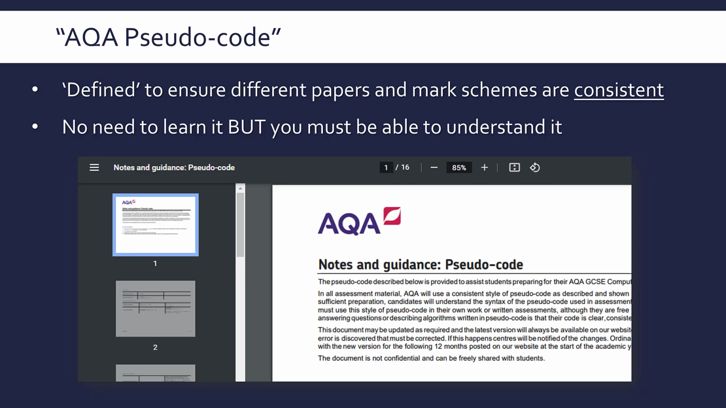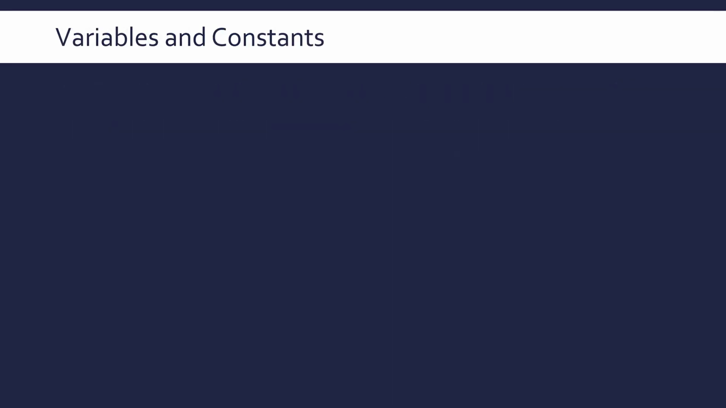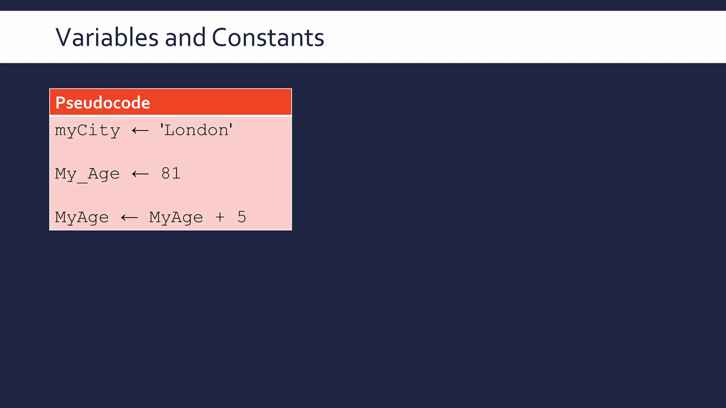So let's go through each of the key programming topics and compare AQA pseudocode to Python code in the main. I'm doing Python because it's the most common language at GCSE and I think it's the simplest to look at. So, starting with variables and constants. If you're not sure what these are, please go away and look at my video which covers this from the beginning. This is just a kind of revision video essentially.